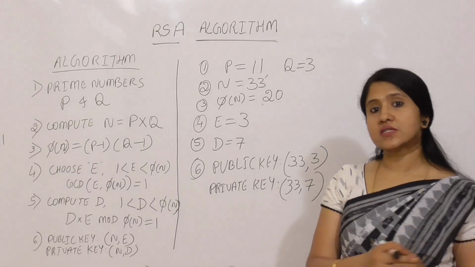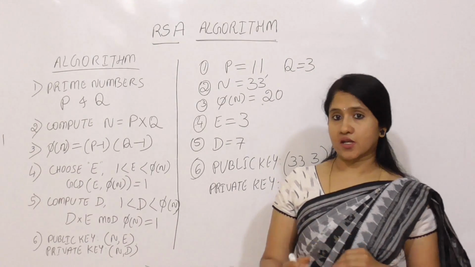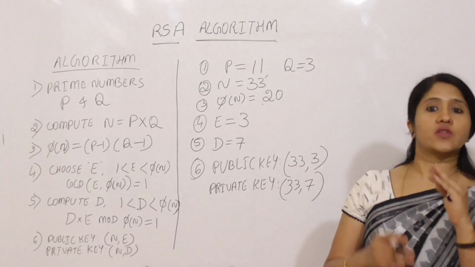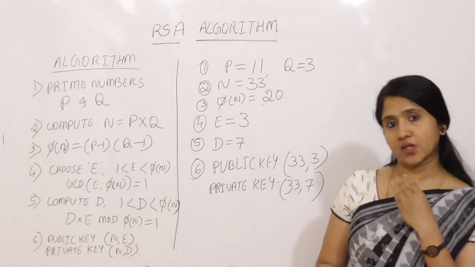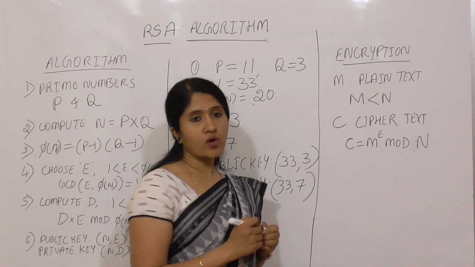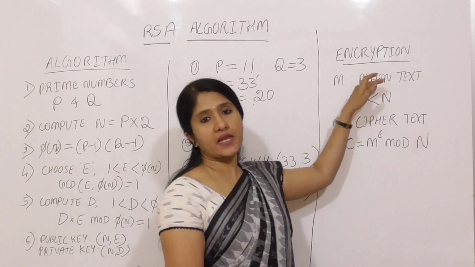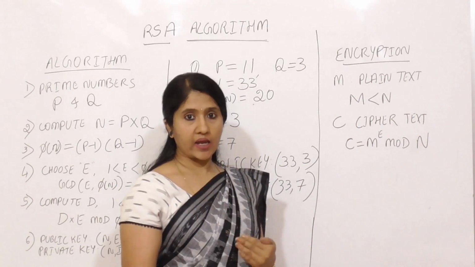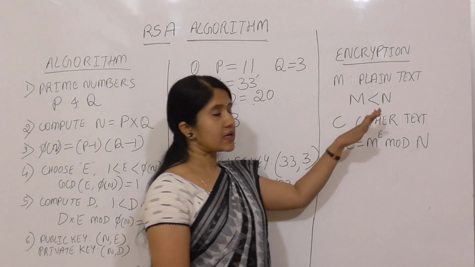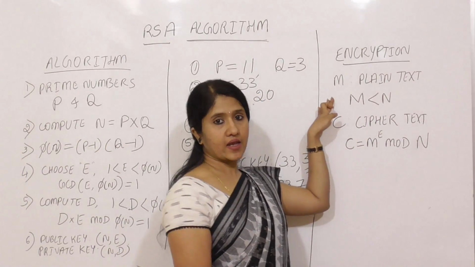Now let us see what the algorithm is to find the encryption as well as the decryption. Once I get the message, how do I find the encryption and then come up with the decryption? So here are the steps for encryption. Let's consider M as the plain text, the text to be encrypted. And this M should be less than N. What is my N? I have it here, right? So it should be less than N.